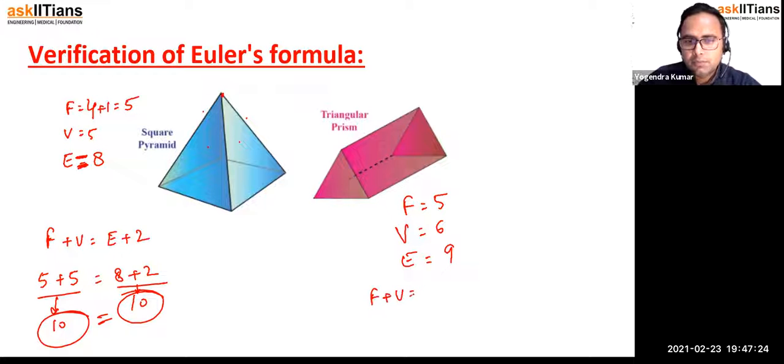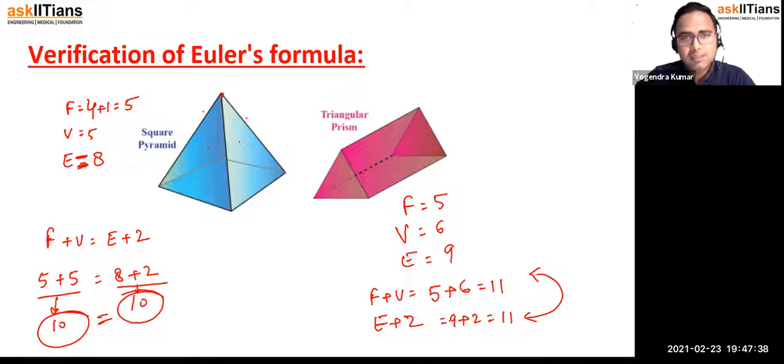Now, do we get it? F plus V is equal to 5 plus 6, which is what? 11. E plus 2 is also 9 plus 2, which is what? 11. So verification is done, right? I hope you're understanding. This is the verification of Euler's formula. You need to make sure that you're understanding all these points clearly.